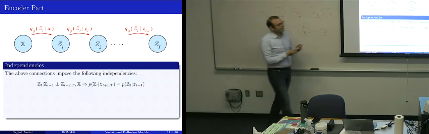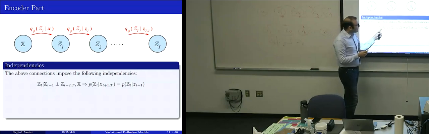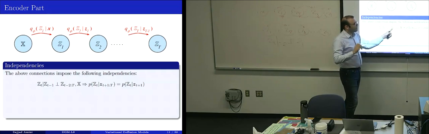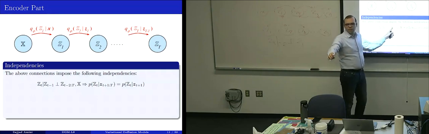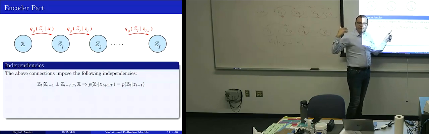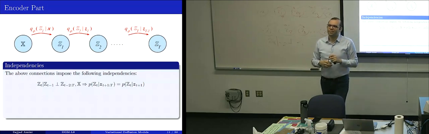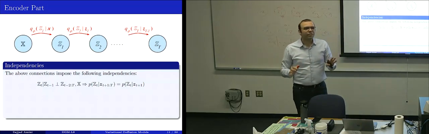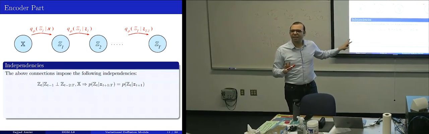For the general case, if you are at level T and you are given the previous random vector, then you are independent from all the previous ones other than T minus 1. This is the most important point here. Is it clear for all of you why this happened?